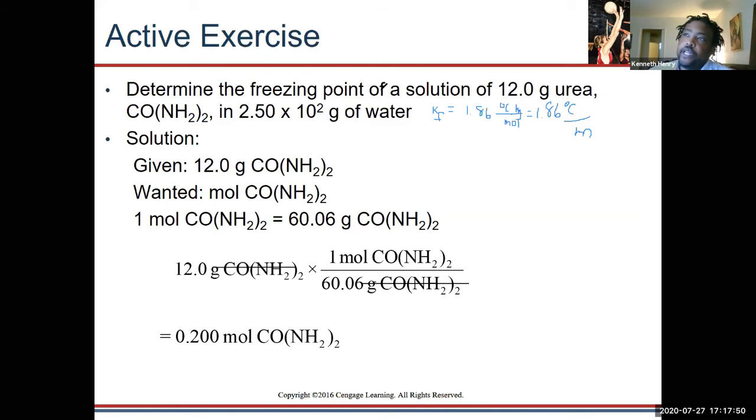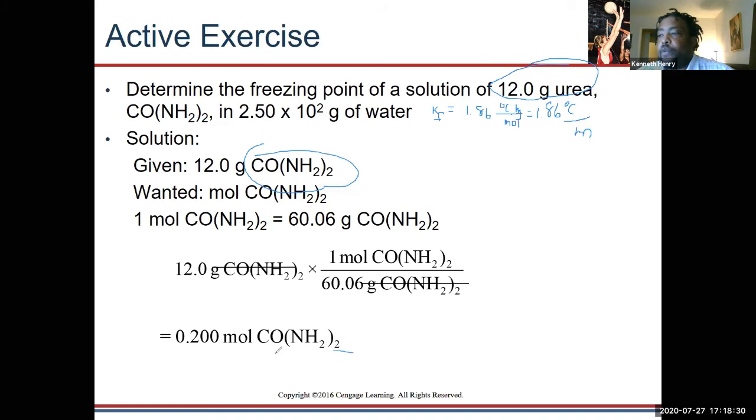Okay, so if we're doing a calculation of the freezing point of a solution of urea, since we have the grams of urea, and this is the chemical formula for urea, right? How will we change that to moles? Calculate the molar mass of it. The molar mass of urea is 60.06 grams per mole, right? So then we get the number of moles.